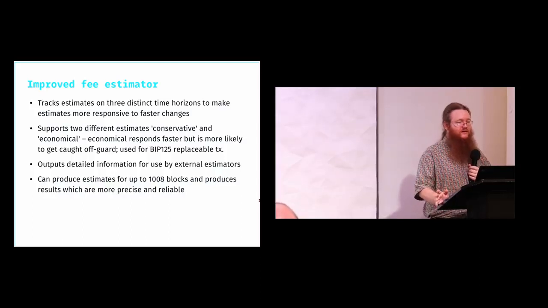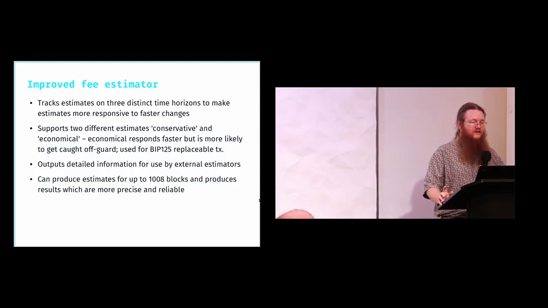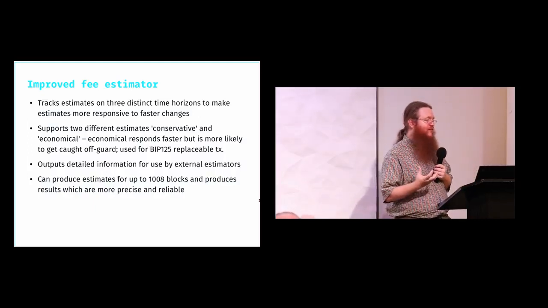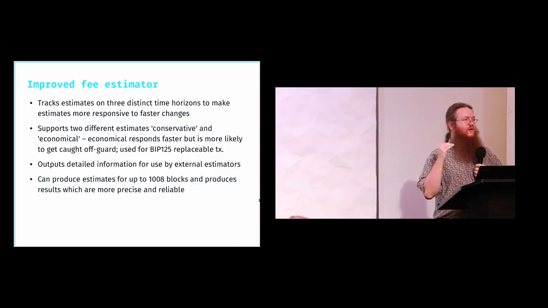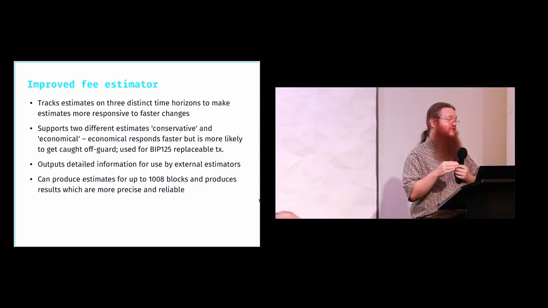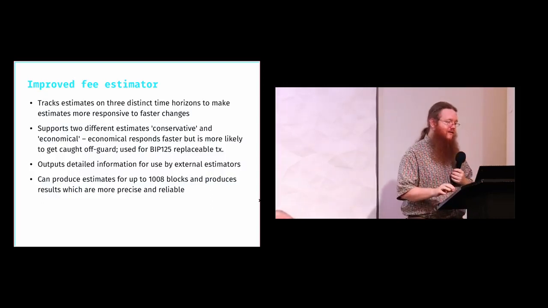It starts with the original model we had in 0.14, but it now tracks estimates on multiple time horizons, so it can be more responsive to fast changes. And it supports two estimation modes now, a conservative and an economical mode. The economical mode responds much faster. So the conservative basically says, what's the fee that basically guarantees my transaction will get confirmed based on history? And the economical is, yeah, whatever's most likely.